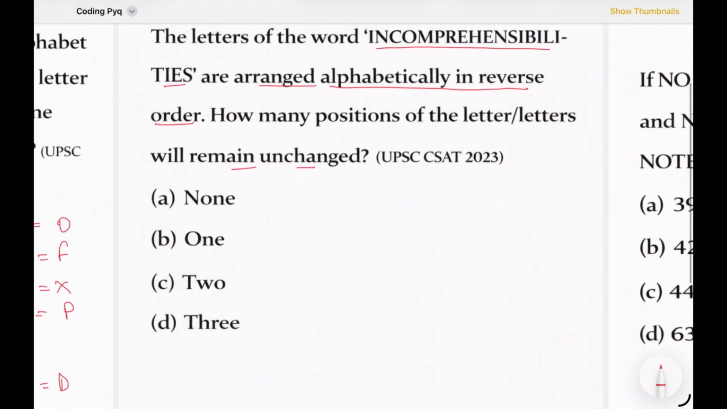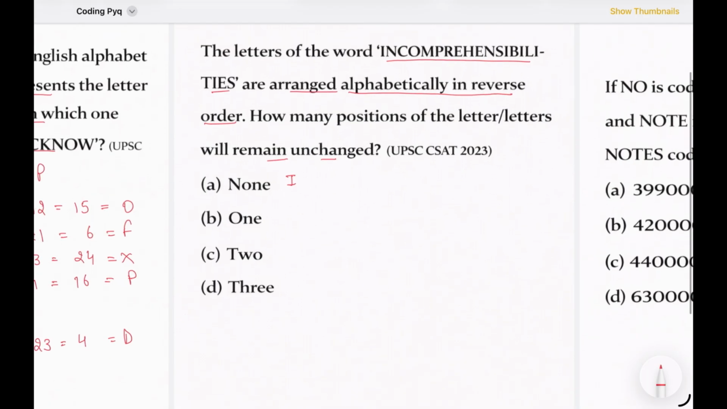So now, first write the letters we have been given: I, N, C, O, M, P, R, E, H, E, N, S, I, B, I, L, I, T, I, E, S. Now we have to arrange it alphabetically but in reverse order. The smallest letter we have is B.